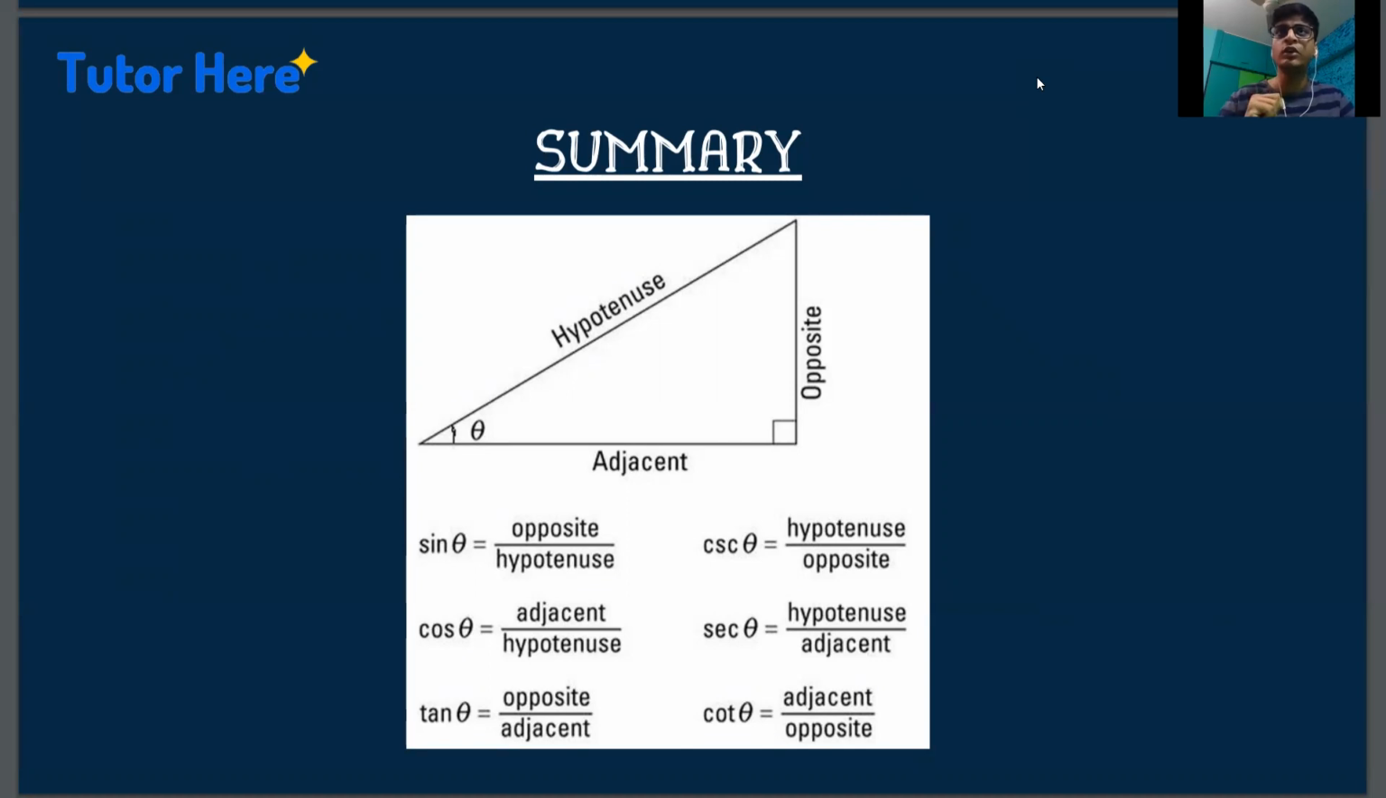You can note down these values, and keep solving questions as much as you can.